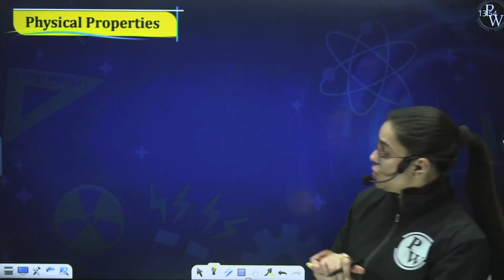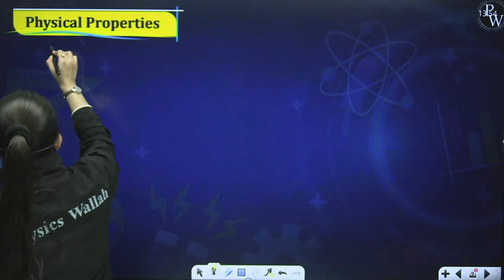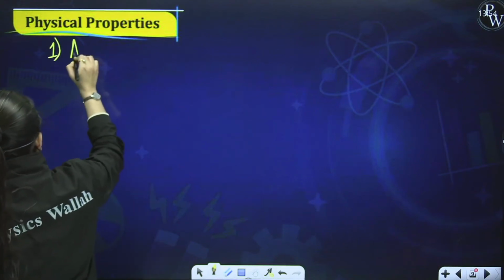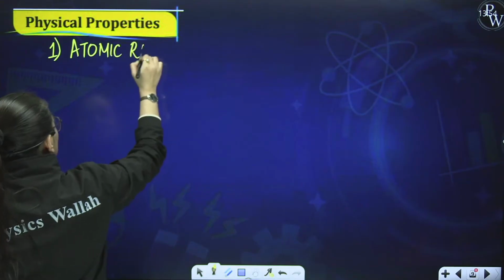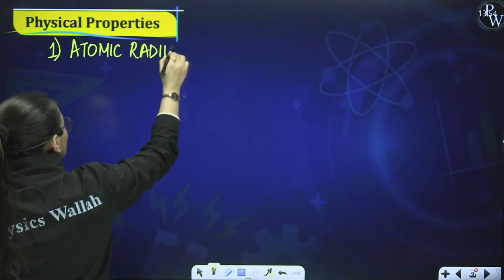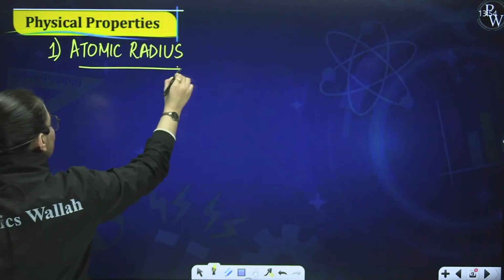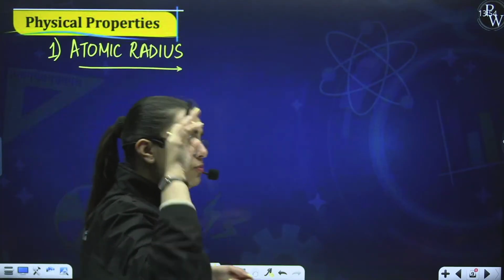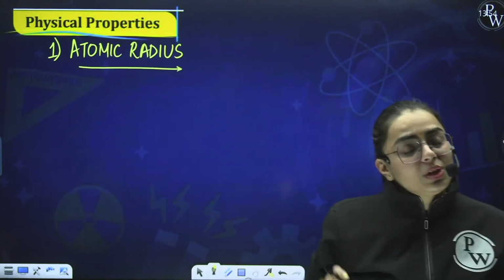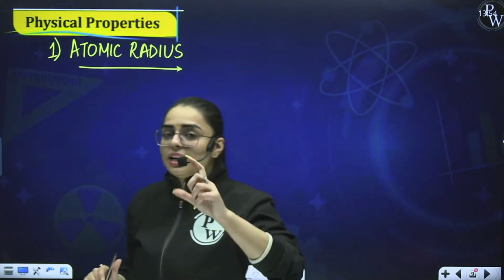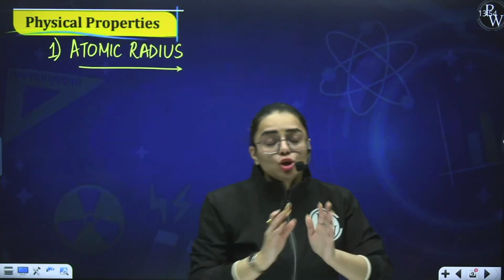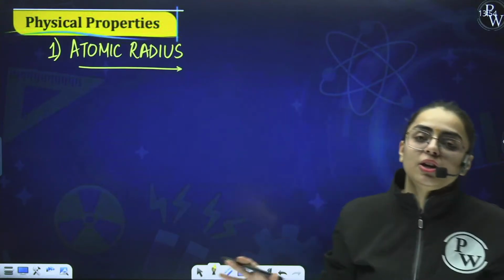Now, the very first physical property that you need to remember is the atomic radius, which is the most important one. Atomic radius. This is very easy also. And don't get confused that we have not done it in 11th class. We will be able to understand in 12th, or not? You will be able to understand in 12th class. The concepts that are used from your 11th standard, I will be explaining to you again. So there is no issue if you have not done it in 11th class.